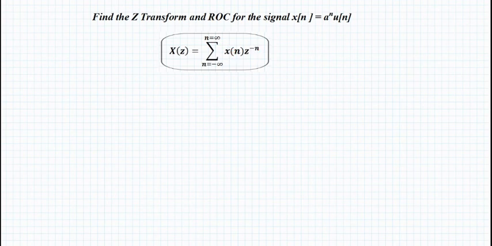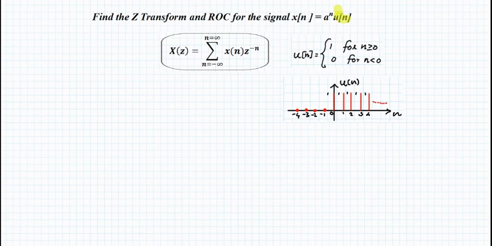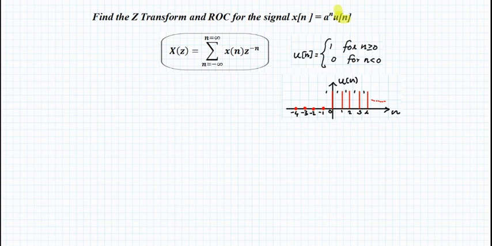Now in place of x of n we need to substitute this equation a raised to n into u of n, and now we can see what is u of n. u of n is a standard signal, it's a standard step signal. This u of n is equal to 1 for n greater than or equal to 0 and 0 for n less than 0. So if you plot the waveform, you can see that u of n has non-zero magnitude from 0 to infinity, and you are multiplying that signal with z raised to minus n.